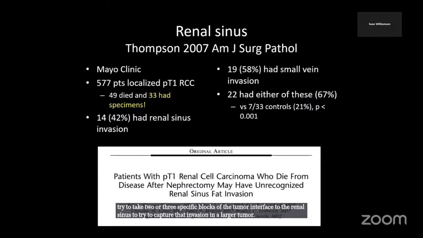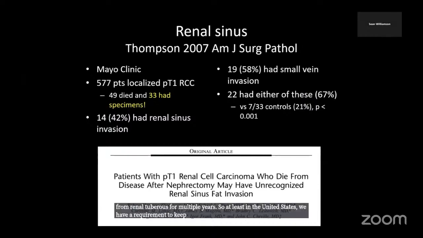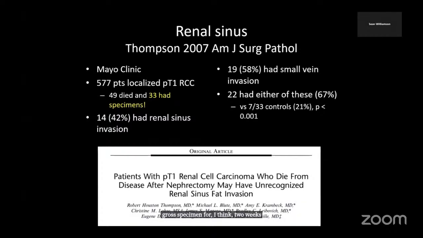And is there proof that it's important? I always love to refer to this study, which is really an amazing study done at the Mayo Clinic. I think almost no one could recreate this study because they had saved their gross specimens from renal tumors for multiple years. In the United States, we have a requirement to keep a gross specimen for, I think, 2 weeks after the report has been released. But at the Mayo Clinic, at least during the time of this study, they were saving specimens much, much longer than that. And so there were patients who had actually died of renal cell carcinoma that was allegedly stage pT1.